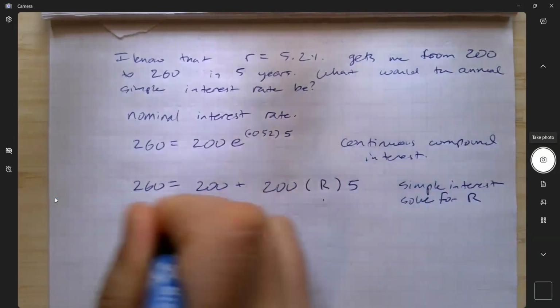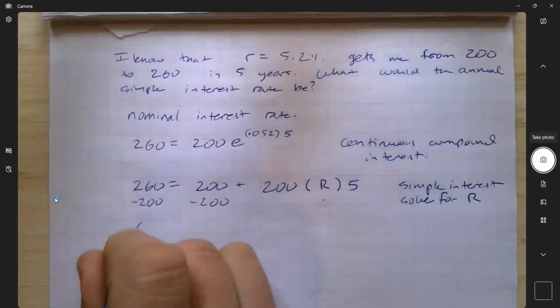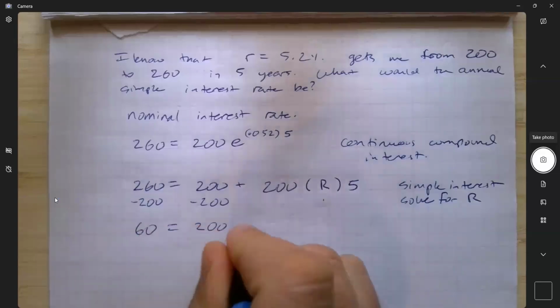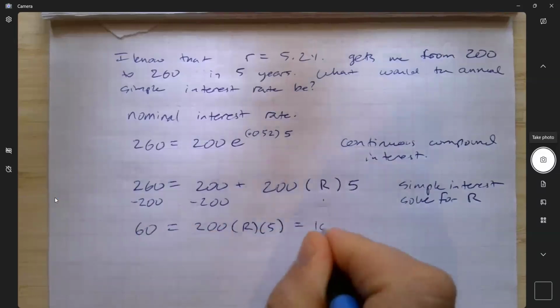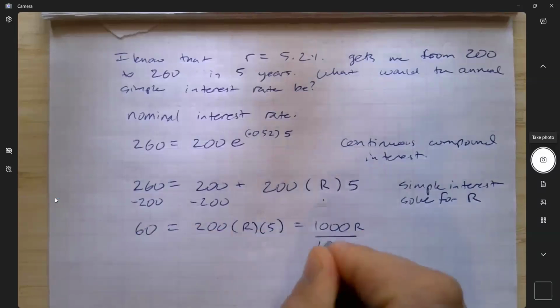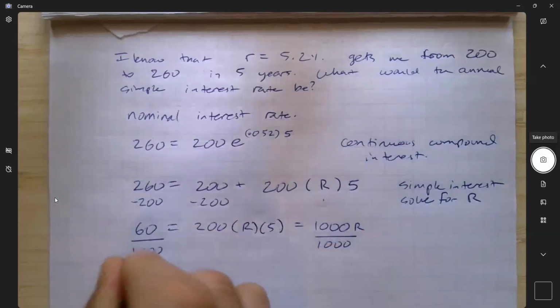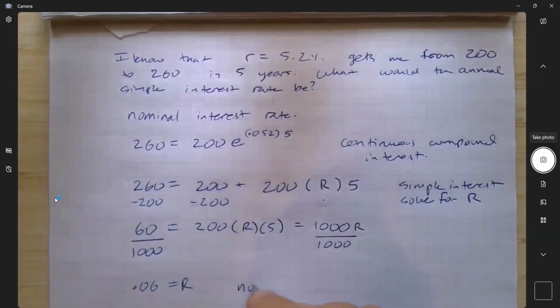Subtract 200 from both sides, and I get 60 equals 200 times R times 5. 200 times 5 is 1,000, so it's 1,000R. Divide both sides by 1,000. And I get 0.06 equals R. So my nominal interest rate equals 6%. And you'll see this on your worksheet. What is the nominal interest rate that would get you to the same amount?